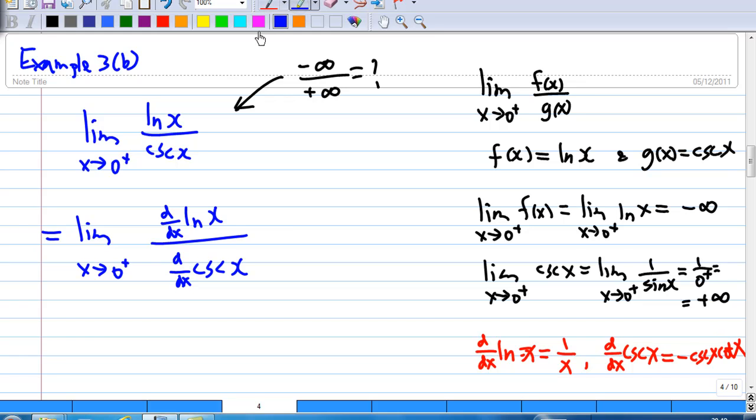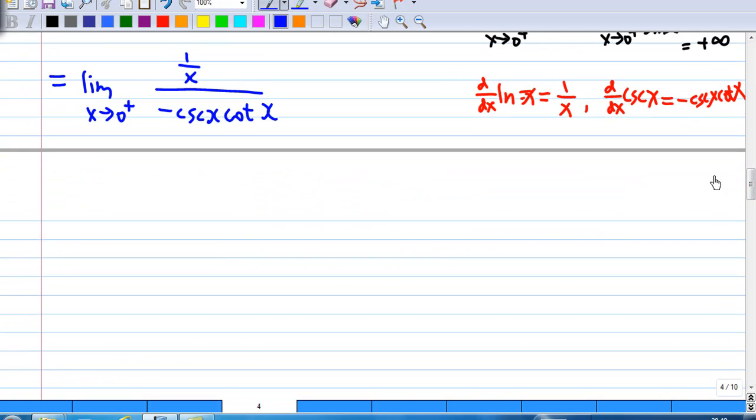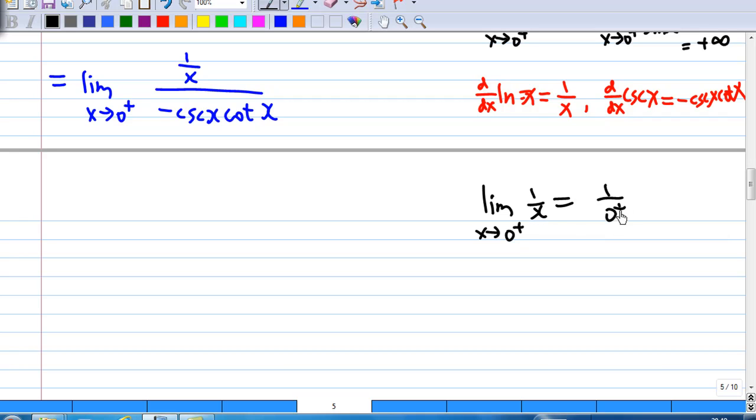So this is equal to the limit as x goes to 0 plus of 1 over x over negative cosecant x cotangent x. How about the limit now? If you look at 1 over x over negative cosecant x cotangent x, we know that the limit of 1 over x when x goes to 0 plus gives 1 over 0 plus, which is infinity.